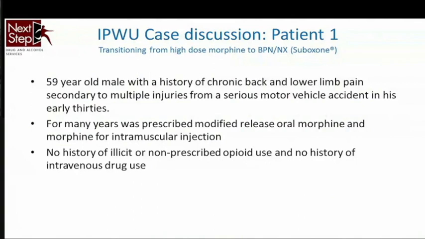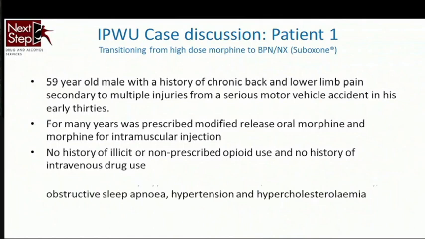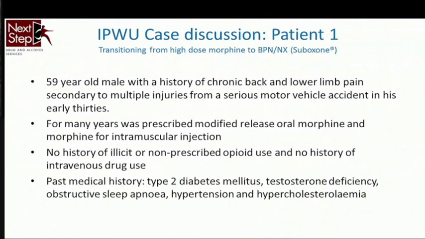Thankfully, he had no history of illicit or non-prescribed opioid use, and no history of intravenous drug use. Substance use only consisted of cannabis. Past medical history: type 2 diabetes, testosterone deficiency, sleep apnea, hypertension, hypercholesterolemia. Which started first is probably a little bit debatable. No doubt his testosterone deficiency was contributed to by his long-term opioid use.